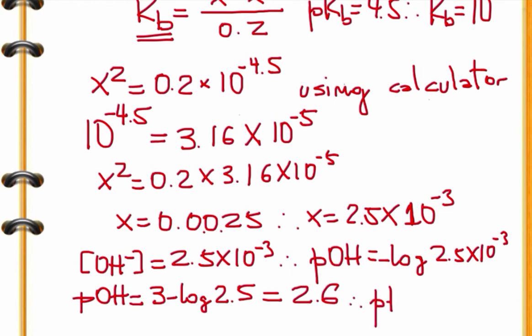2.6. That's the pOH, but we want the pH. It's going to be 14 minus that, 14 minus 2.6, which finally gives the solution for the problem. That's 11.4.